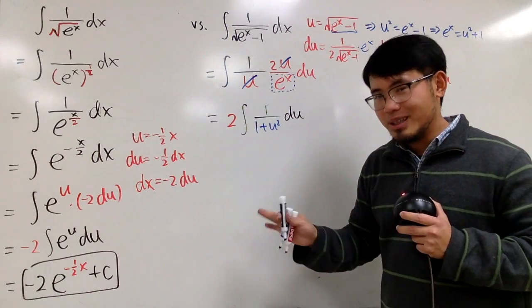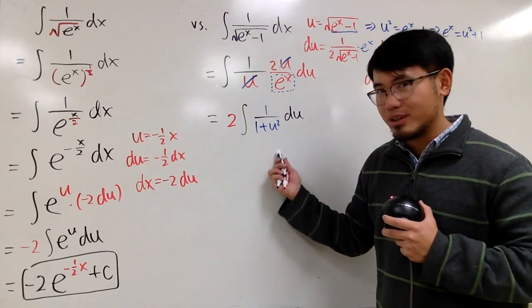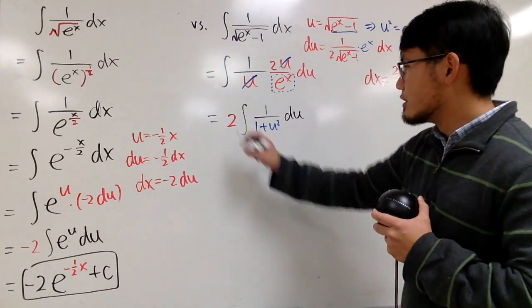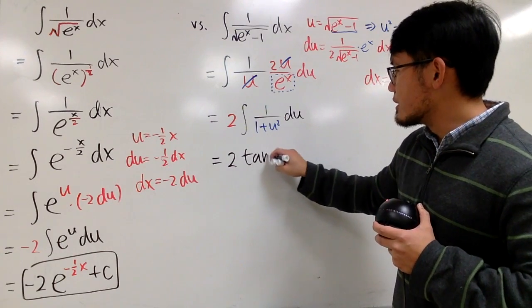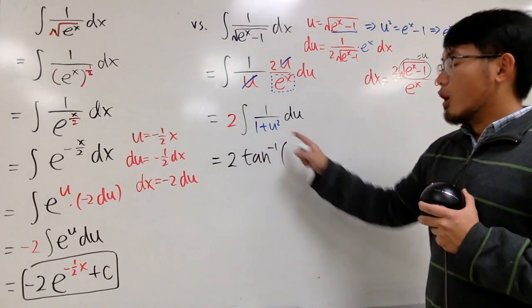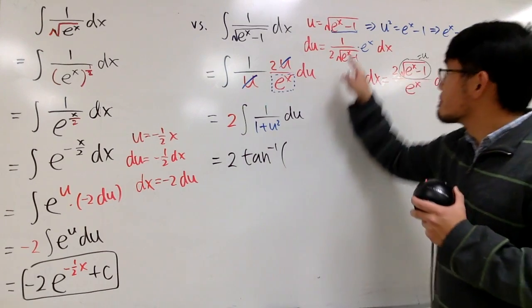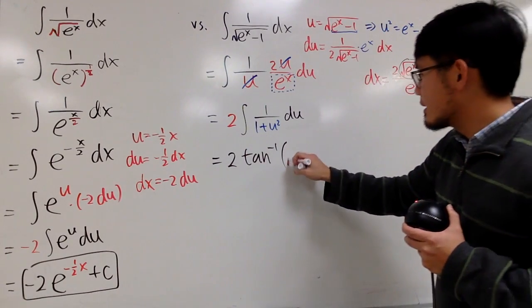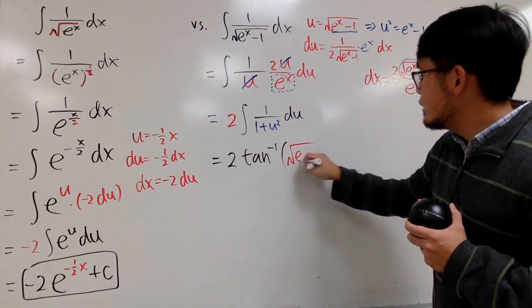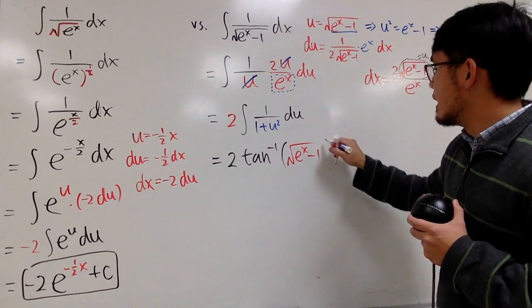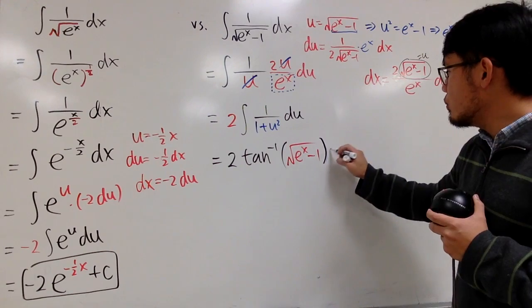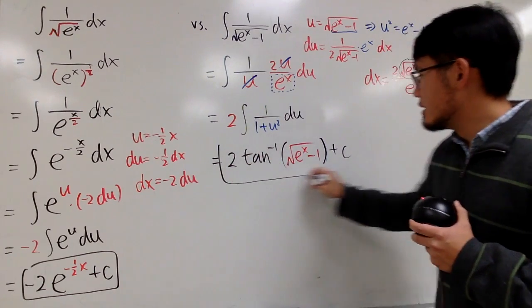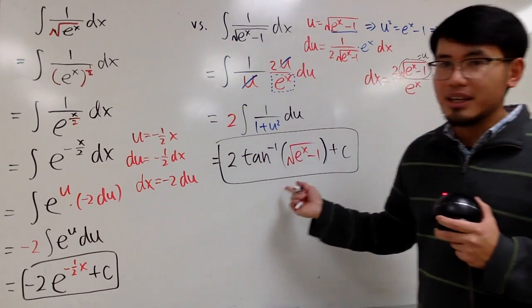This is what? It's not natural log anymore. This right here is inverse tangent, right? So we know this is 2. And altogether, we get inverse tangent of u. But u is what? This guy. So I'll put that back. Square root of e to the x minus 1, like this. So with that, we are all done. This right here is it.